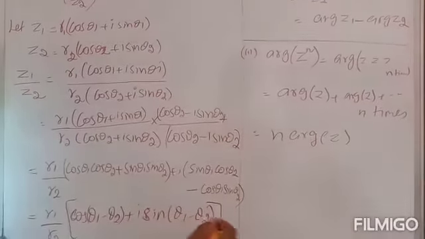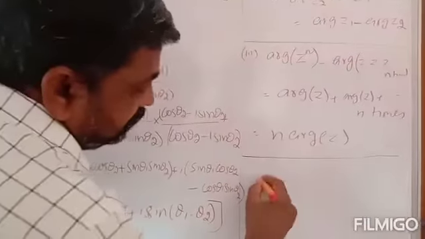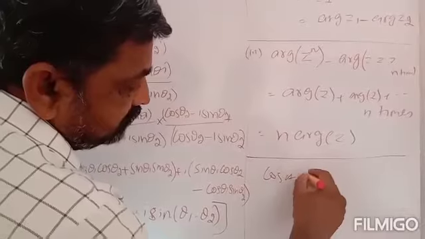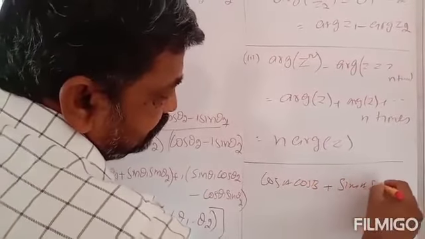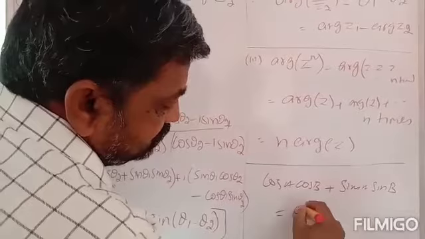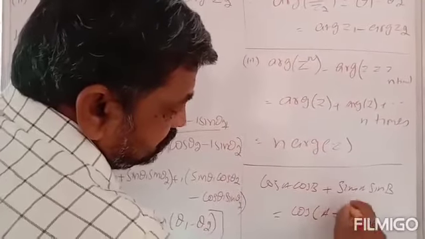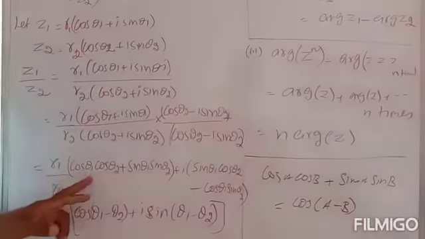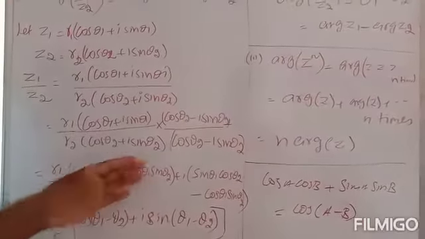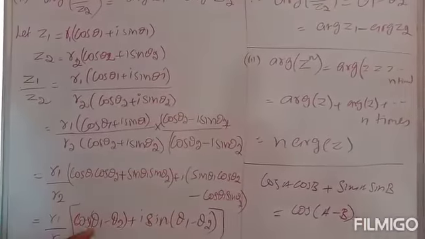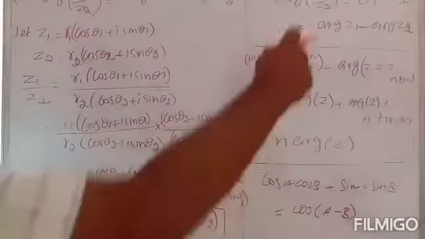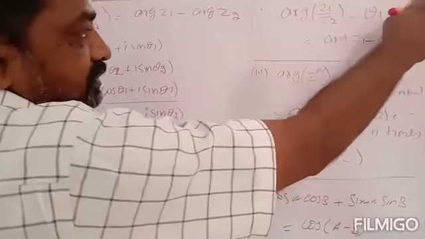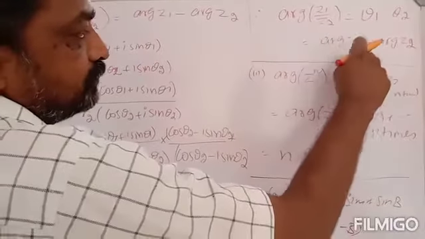Another property: the argument of a complex number lies between minus pi and pi, that is, minus pi less than theta less than or equal to pi. Second one: arg of z1 by z2 equals arg of z1 minus arg of z2. Let z1 equal r1 cos theta 1 plus i sin theta 1, and z2 equal r2 into cos theta 2 plus i sin theta 2.